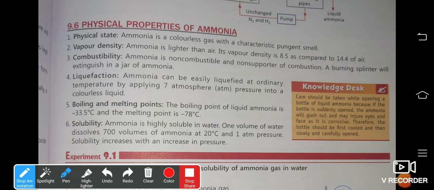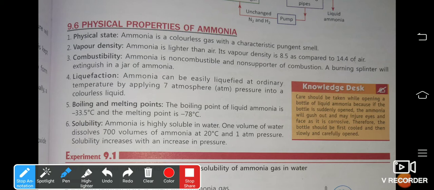Therefore, in your laboratory, you see ammonia is present in the liquid state. Ammonia is highly soluble in water, as I told you in the previous lecture also. One volume of water dissolves 700 volumes of ammonia at 20 degrees Celsius and 1 atmosphere. This 20 degrees Celsius and 1 atmosphere is considered as a general temperature of the lab. Solubility increases with increase in pressure. More the pressure, more will be the solubility. Therefore, neither ammonia nor HCl is collected over water.